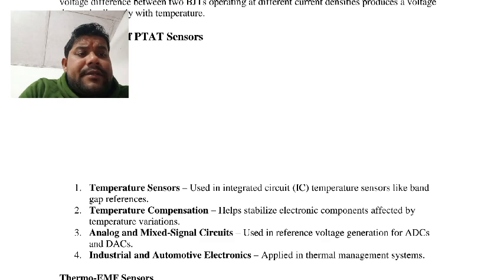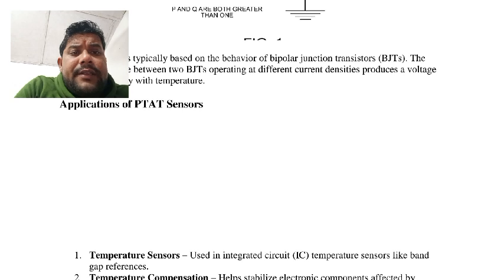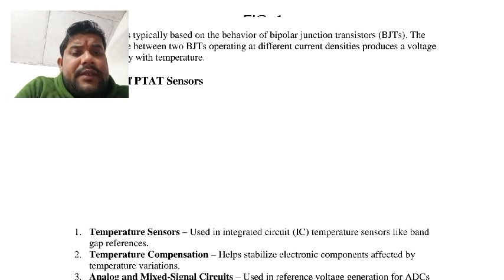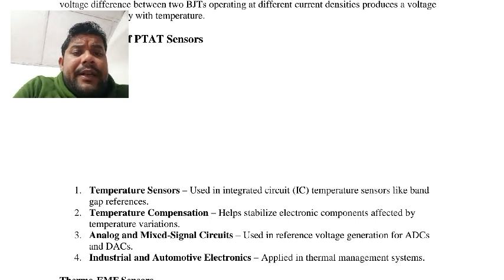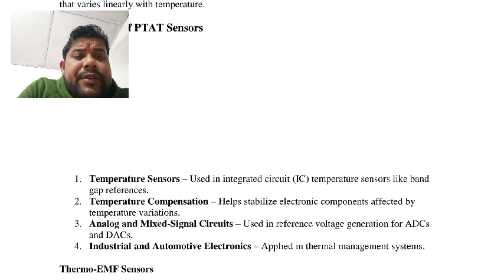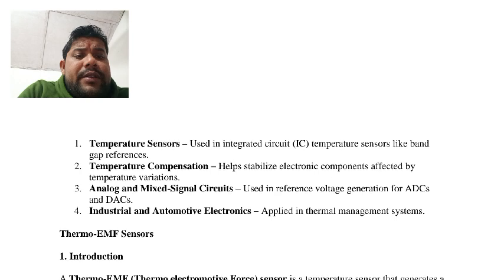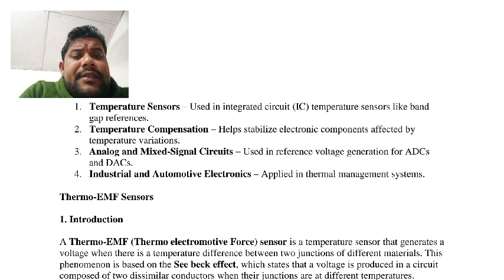Temperature sensors like bandgap references are used in ICs. The applications of proportional to absolute temperature are in integrated circuits, temperature sensors like bandgap references, and temperature compensation, which helps stabilize electronic components affected by temperature variation. Analog mixed-signal circuits use the reference voltage for ADCs. Industrial and automotive electronics apply it in industrial management systems.